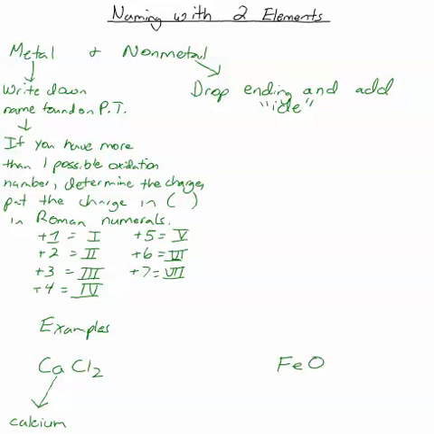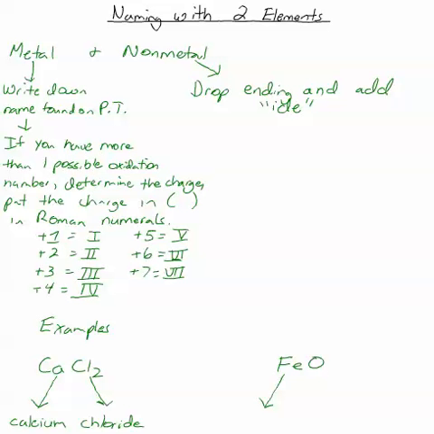Okay? Now, nonmetal. What are we supposed to do with the nonmetal? Drop the ending and add IDE. So am I going to write down chlorine? No. Whoa, whoa, whoa. Drop INE. Okay? So it goes from chlorine to, you got it, chloride. That's pretty simple, right? CaCl2, calcium chloride. All right, next one. This is a little bit harder. FeO.